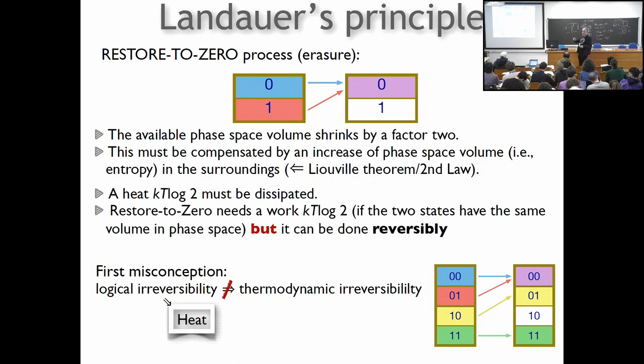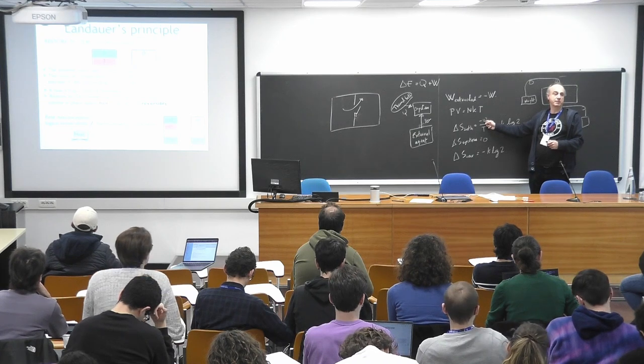You can interpret this in two ways. As Liouville theorem: in a completely Hamiltonian dynamics I cannot decrease the volume. So if I decrease the volume that these guys occupy, then I have to increase the volume elsewhere, in this case in the surroundings. Or I can use the second law. This is Boltzmann entropy. I'm decreasing the Boltzmann entropy, so I have to increase the entropy of the surroundings. And the only way to increase the entropy of the surroundings is to connect this to a bath and dissipate heat to the bath.